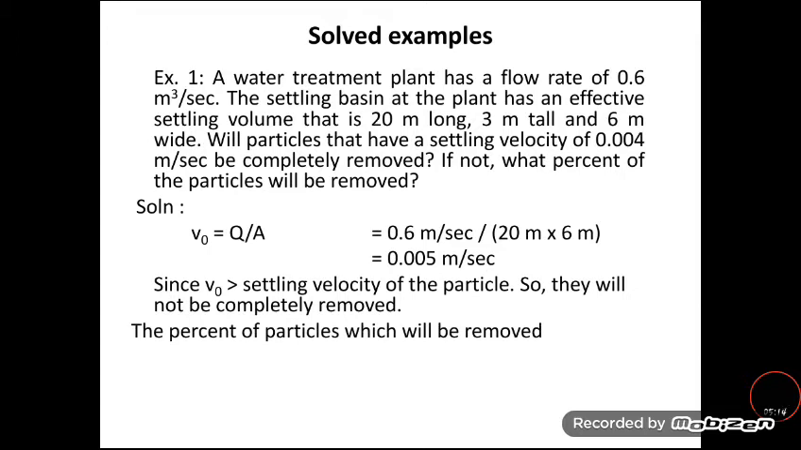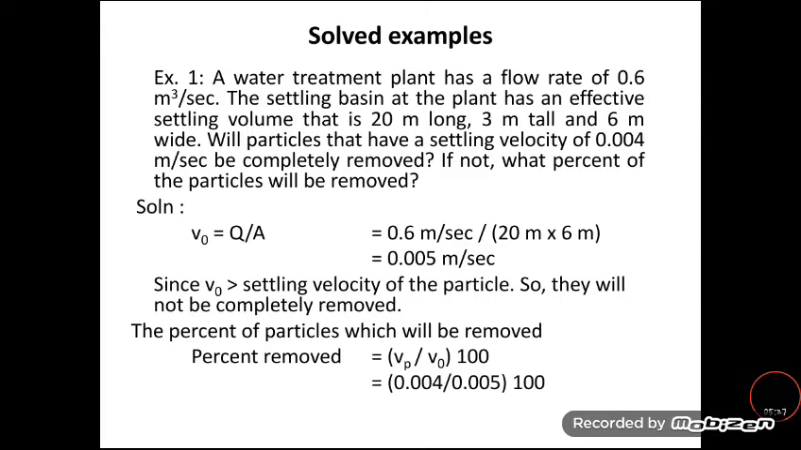The percentage of the particles removed is calculated by means of Vp by V naught. Here Vp is nothing but the settling velocity, and V suffix O is nothing but the horizontal velocity. The ratio of these multiplied by 100 gives the percentage removal of 80%. Here 80% of the particles are removed.